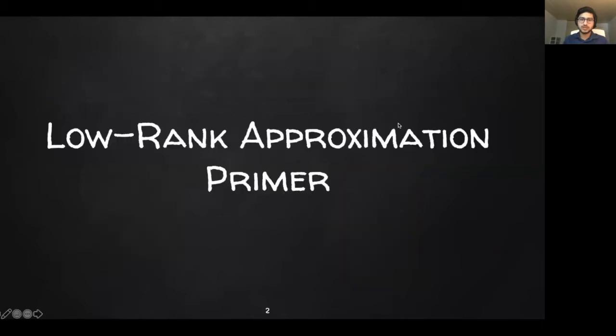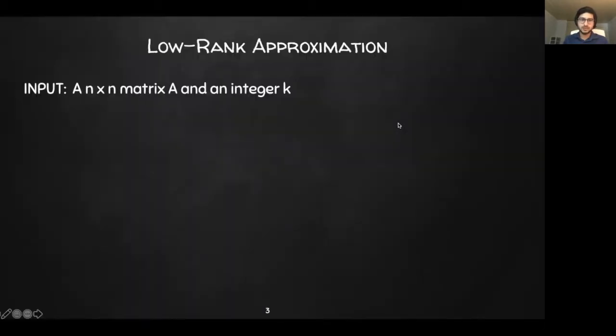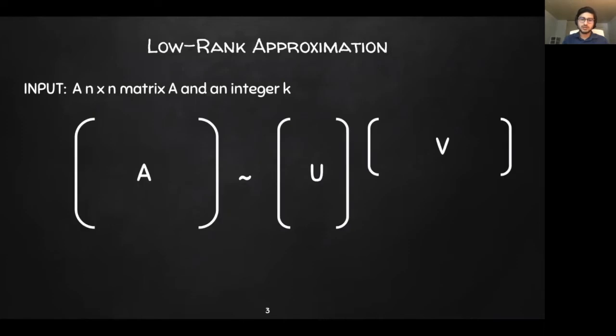All right, let's get started with a primer on low-rank approximation. Here we're given as input an n by n matrix A and an integer k, and the goal is to factor A into two matrices U times V such that their inner dimension is k. Note, this restricts the product of U times V to have rank at most k.